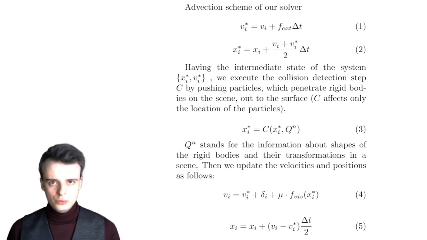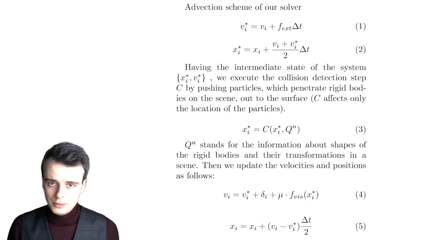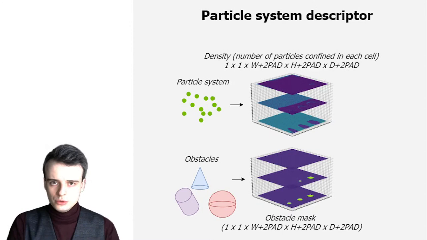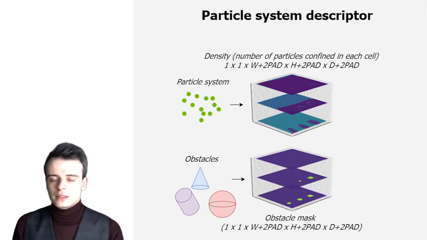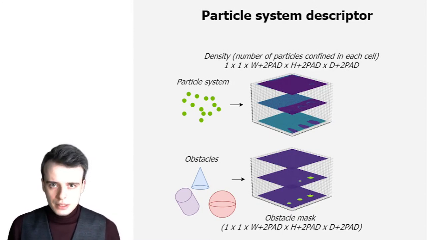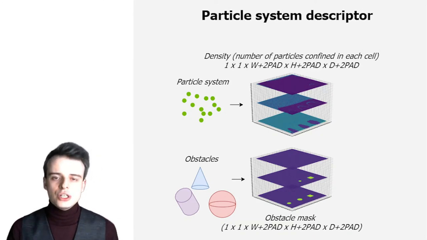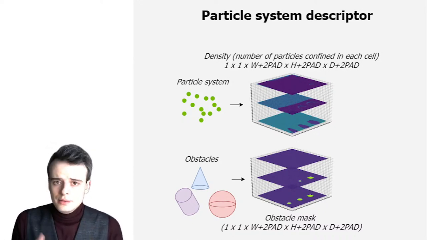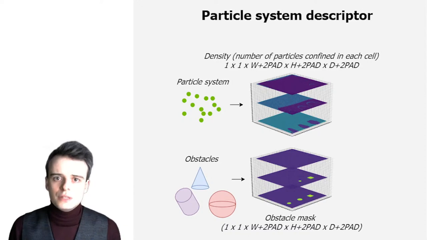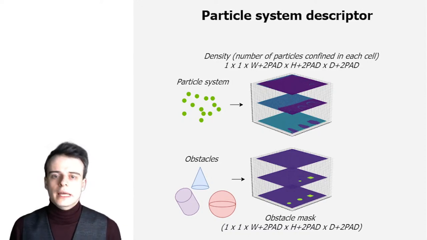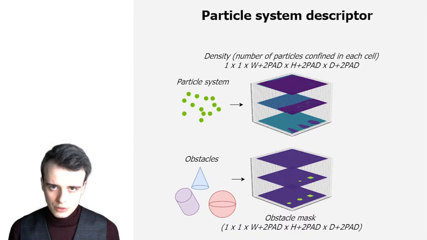So now we know the target of our regression problem, and we need to define a proper descriptor which would allow the network to accurately predict the target. As we discussed, this descriptor has to include information about positions of particles and information about obstacles in the domain. Also, as we discussed, this descriptor has to be defined on a Cartesian grid, since we are going to use ordinary or grid-based convolutional networks.